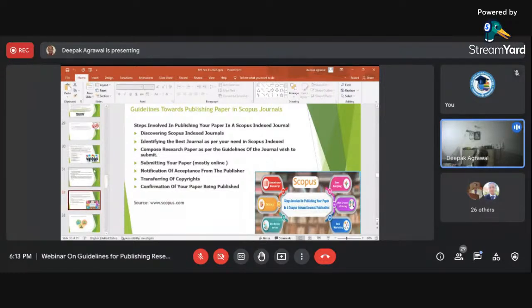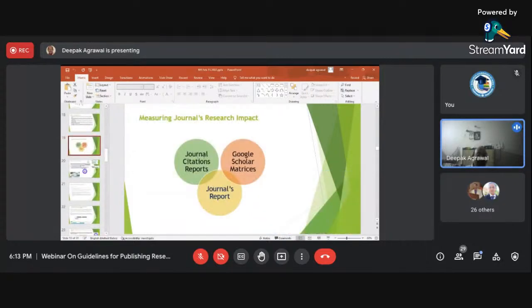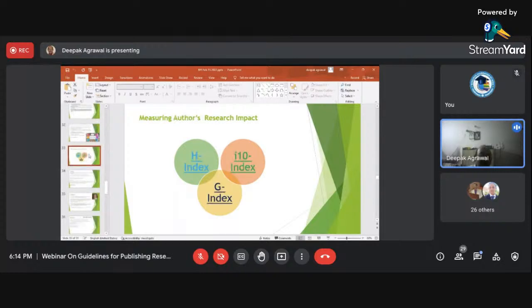So here what we have gone through is that if we need to go with a publication, we decide either through journal citation reports or through Google Scholar metrics or reports. Now, at the second stage, if you want to go through your own impact factor, that is the author's research impact factor, yes, it is possible.